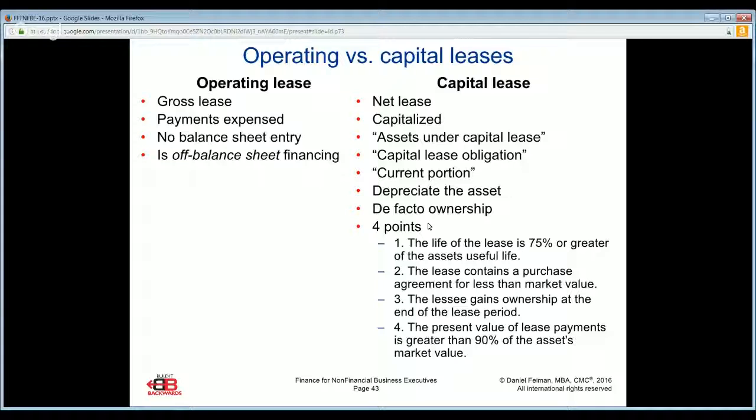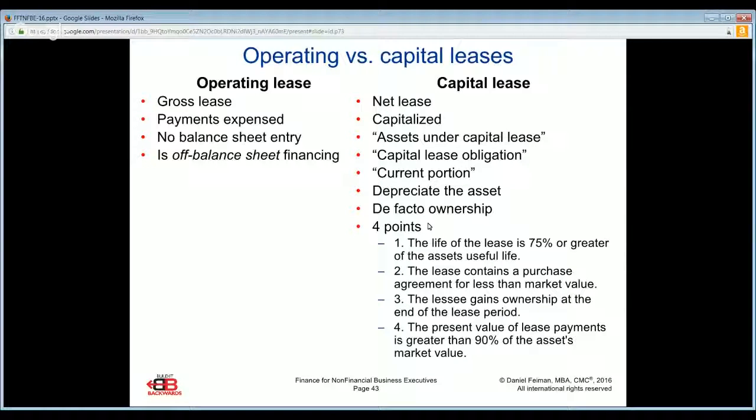We can expense the payments on the income statement, but there's no requirement to put the asset on the balance sheet, which is why this is called off-balance sheet financing. Operating leases are normally for short periods of time. It's an asset we need for a few weeks or a few months. We have no need or intention to have it long term.